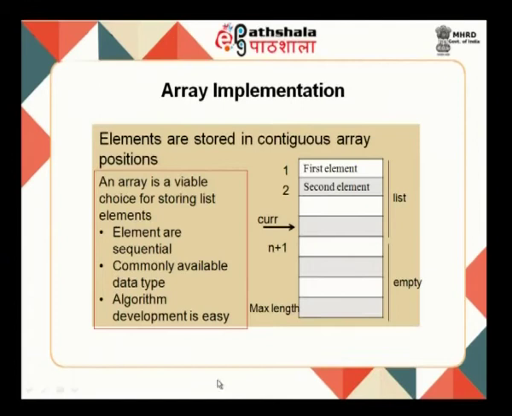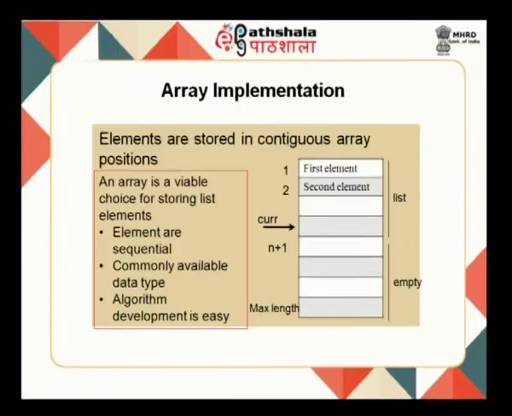So, this is the array implementation. The first thing when you talk about an array is that you are allocating contiguous memory locations. An array is a viable option for storing list elements, because fundamentally, both are sequential. It is a commonly available data type and algorithm development is very easy. So, this would be the implementation: first element, second element, this could be the list. These are the empty locations allocated to the list but not filled. This is the current location, and you can have n plus 1, and this is the maximum length.